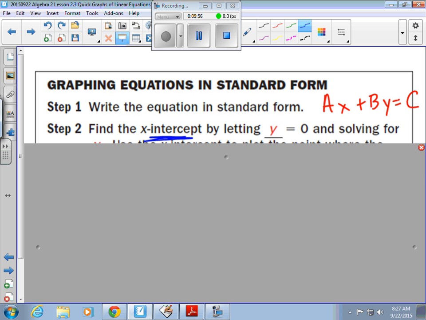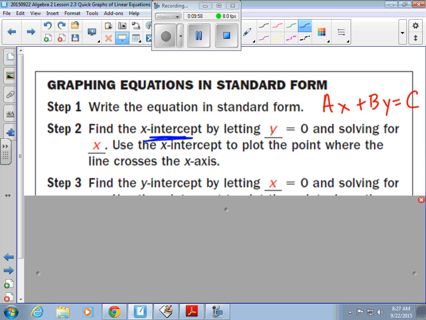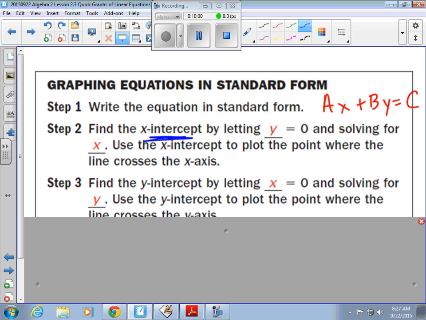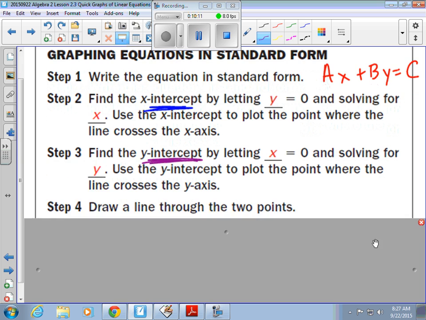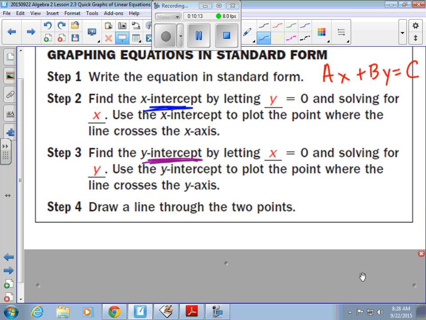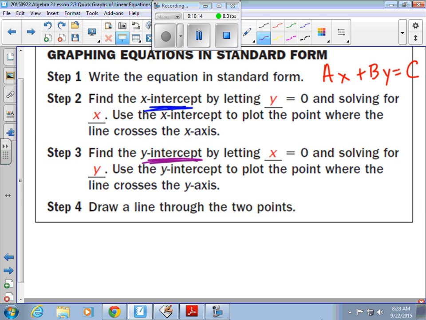Step number 2 is to find the y-intercept by plugging in 0 for x. You always plug it in for the opposite one. This is a very easy way to do this a lot of times, until fractions hit you, and then you sometimes have to do one more step. So once you find the x-intercept, then you find the y-intercept.